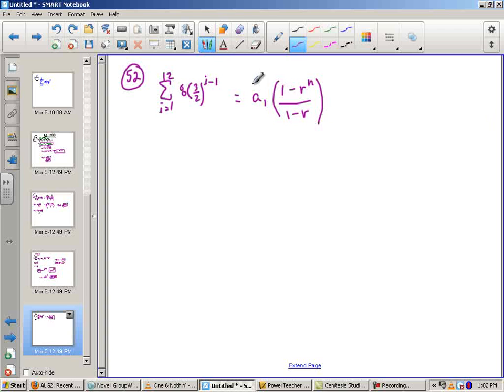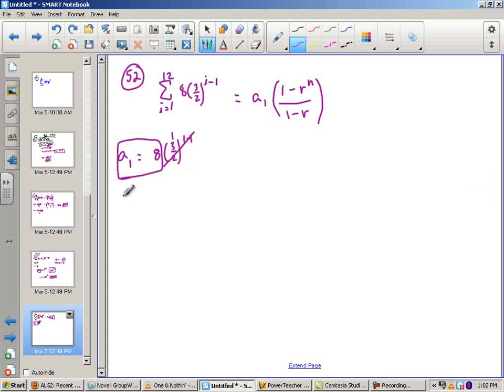So a couple things I have to know. First thing I need to know is, what is a sub 1? Well, a sub 1 is 8 times 3 halves to the 1 minus 1. 1 minus 1 is 0, and anything to the 0 power is 1. So a sub 1 is 8.